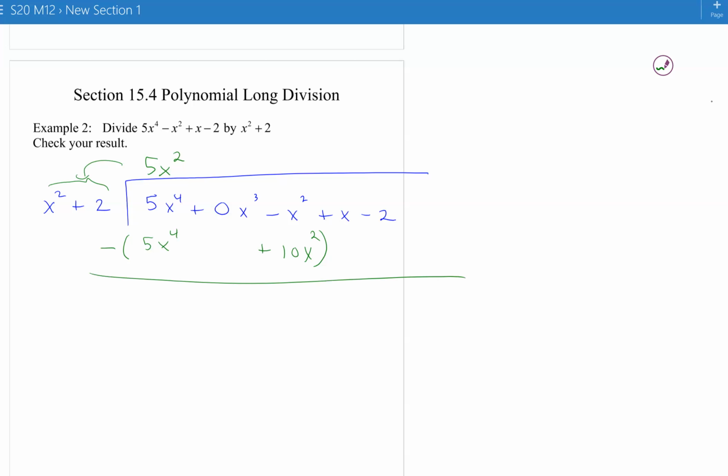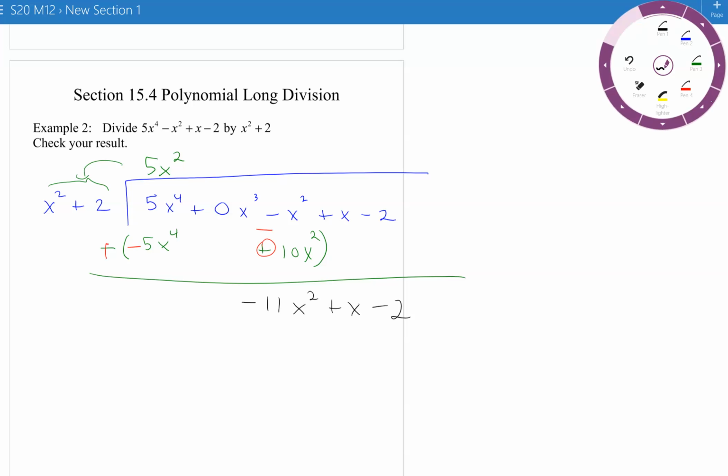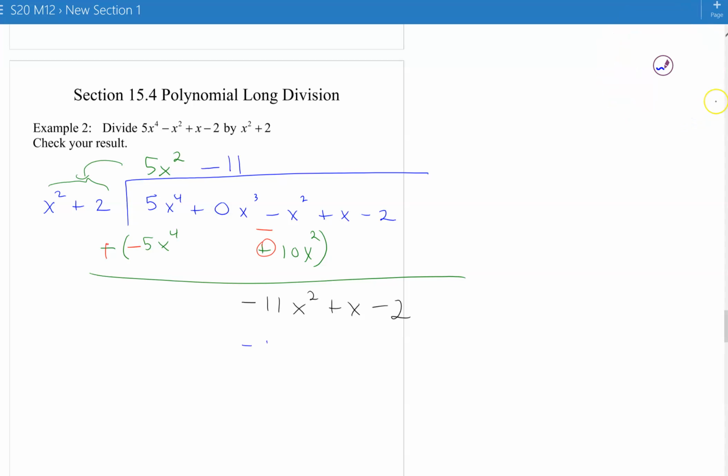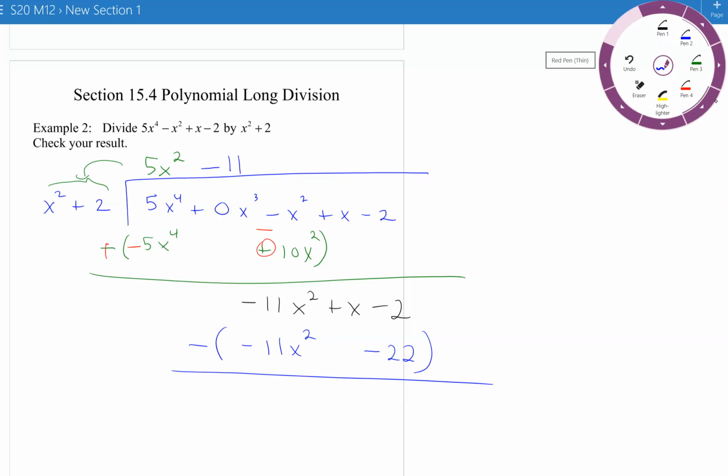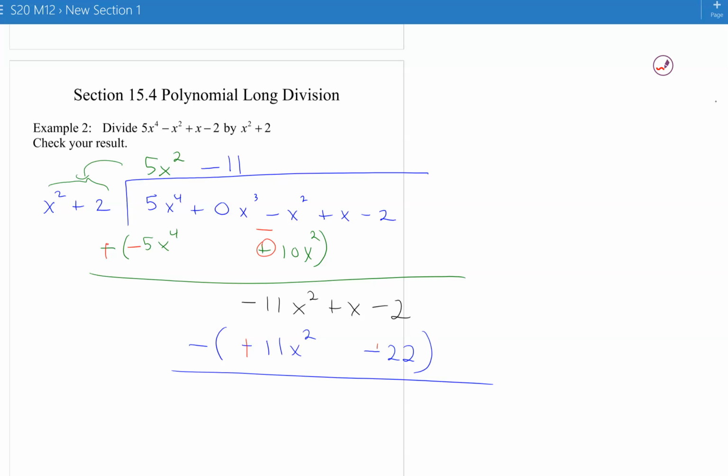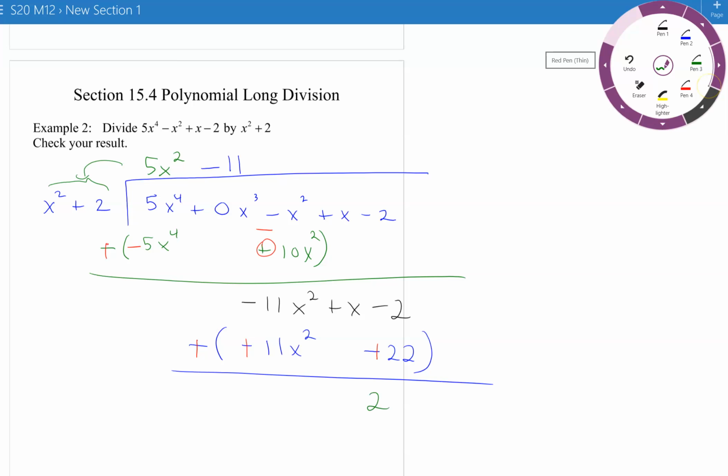So we see we get no x cubed terms here, but when we add the opposite, we're going to get negative 11x squared plus x minus 2. So then we need minus 11 in the quotient to get negative 11x squared, and then minus 22, and notice how I'm lining up the like terms. So then subtracting means add the opposite, and I'm going to get a remainder of 20.